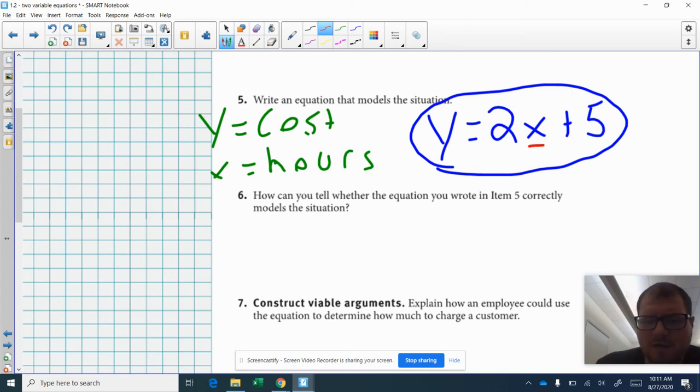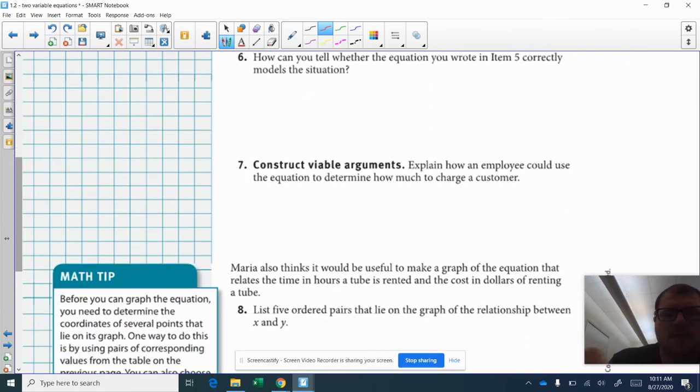From there, we can start building some information off of this. Okay? For example, for number 7 here, this is kind of where the whole equation gets important. Explain how an employee could use this equation to determine how much to charge a customer. And while it seems like a pretty straightforward answer, this is the important part of math. This is where we really apply it to certain parts of our life, certain calculations.